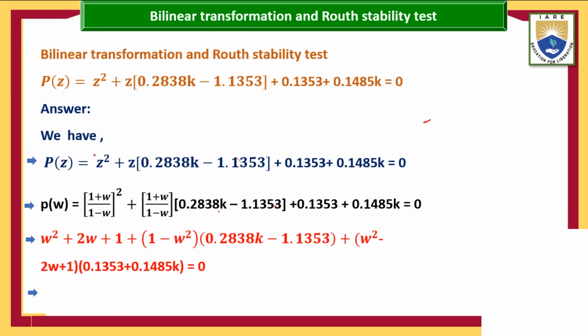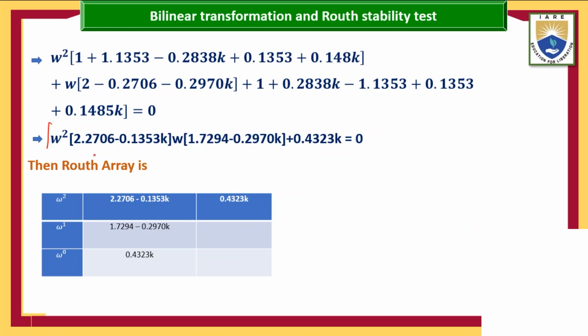We got the final value as this one. Find the Routh table array for this one. First term is the 1 minus omega square term. How many state variables are there? There are omega square, omega 1 and omega naught.